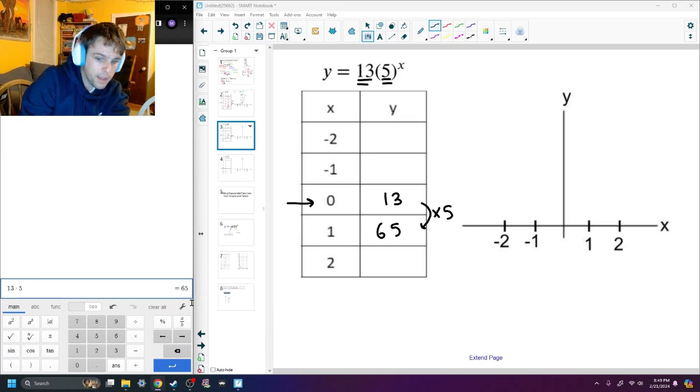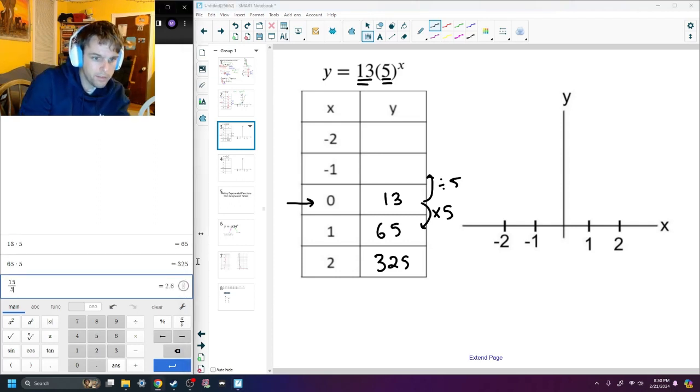Okay. And then we will multiply it again. So 65 times 5 is 325. Kind of getting big there. And then to go backwards in our table, of course, we need to do the opposite of multiplying. We're going to be dividing by 5. So 13 divided by 5, that's 2.6.